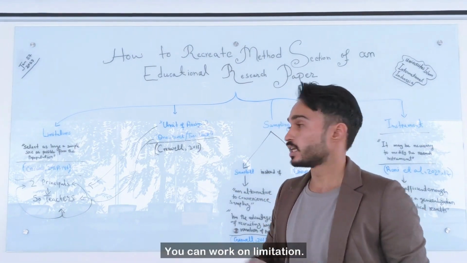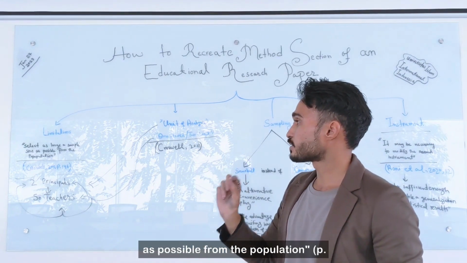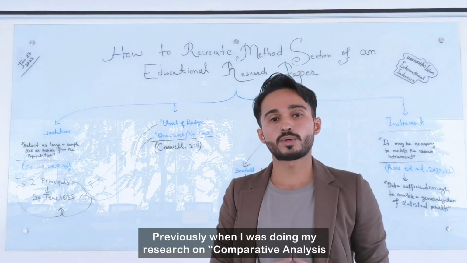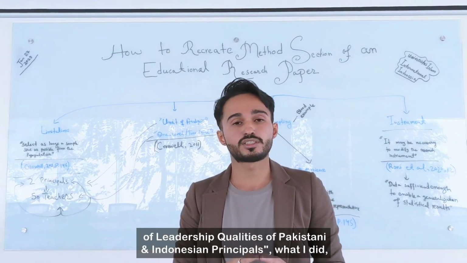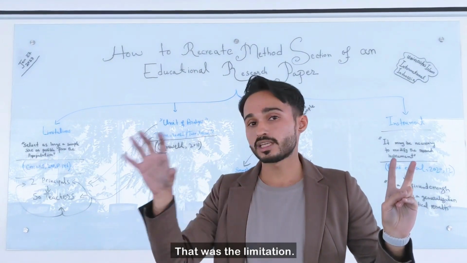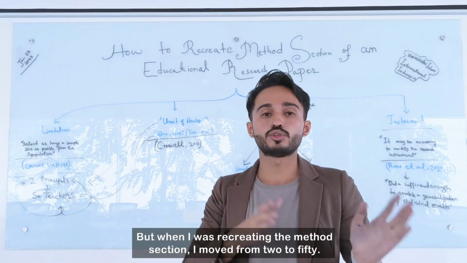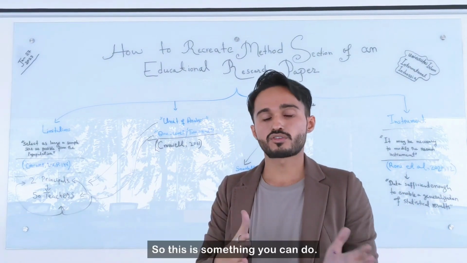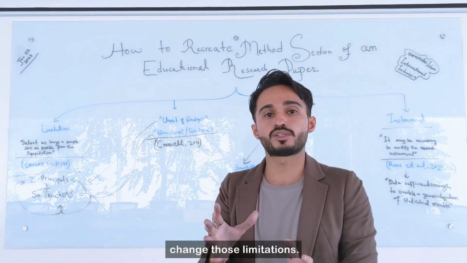You can work on limitation. So for example, Creswell says to select as large a sample size as possible from the population. Previously, when I was doing my research on comparative analysis of leadership qualities of Pakistani and Indonesian principals, I had only selected 2 participants. That was the limitation. But when I was recreating the method section, I moved from 2 to 50. So this is something you can do. First of all, you can focus on the limitations and then change those limitations.